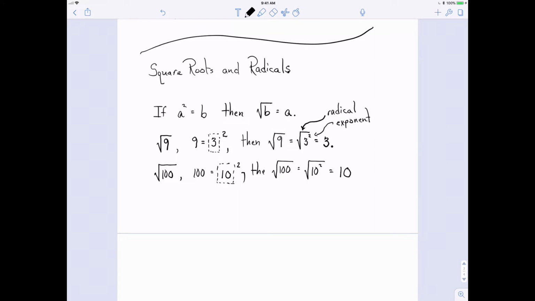So numbers like 100, 9, there's many others. These are called perfect squares. 100 is a perfect square. 9 is a perfect square. In this case, since b is a squared, b is also a perfect square.